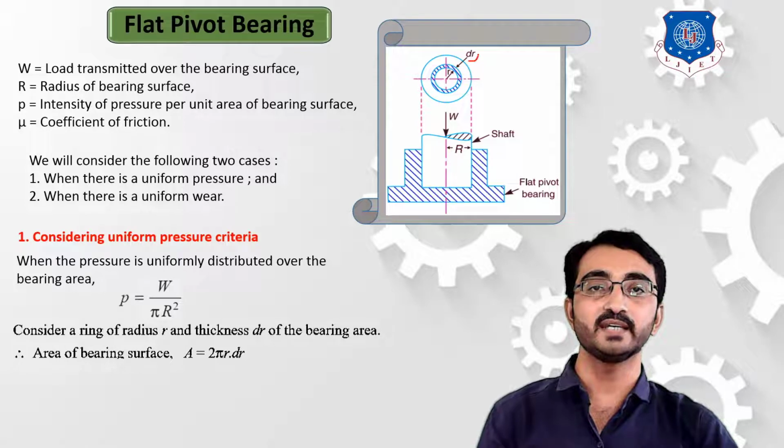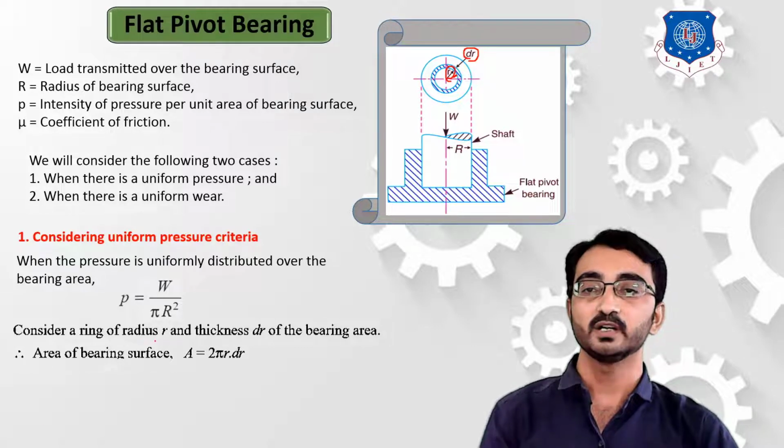Let's consider a strip of thickness dr, and this strip is at a small radius r. So let's consider a ring of dr thickness, or we can say dr radius, at a radius distance of r from its center. So in that case we can derive the area of this ring. How can we derive the area? The area is nothing but a circumferential area. So over here the circumference is 2 pi r, and the thickness of this circumference is dr. So that's why we can consider that the area is equal to 2 pi r dr.